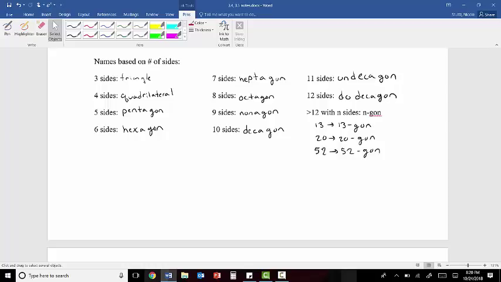Make sure you look at 7 sides. It's called a heptagon. A lot of kids don't realize that. 11 sides is called an undecagon. Un means 1, and deca means 10. So together that makes 11. And if you get a polygon that's over 12 sides, we just call it a 13-gon, a 20-gon, a 52-gon, etc.